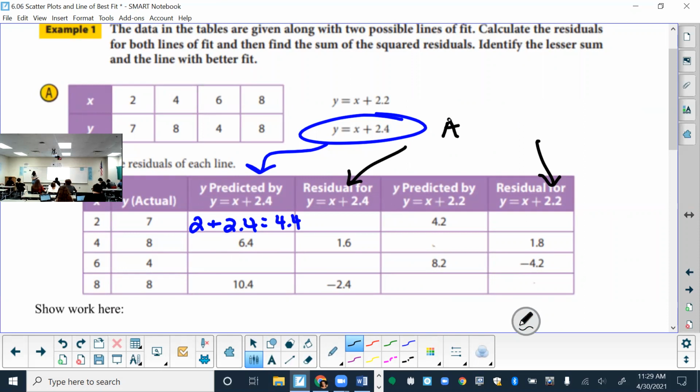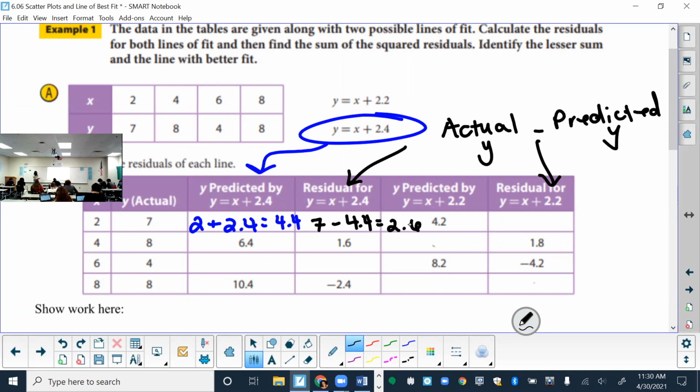The actual y value minus the predicted y. Good. So the actual y minus your predicted y. So what is the residual for when x is 2 for this one? What was my actual y value? Good, and you know because it's right here, also here. Minus the predicted value, which we said was 7 minus 4.4. 2.6, right? So that's my residual for this one.